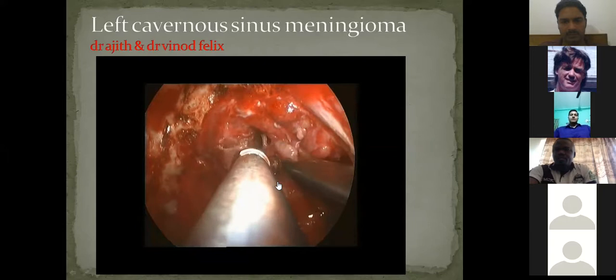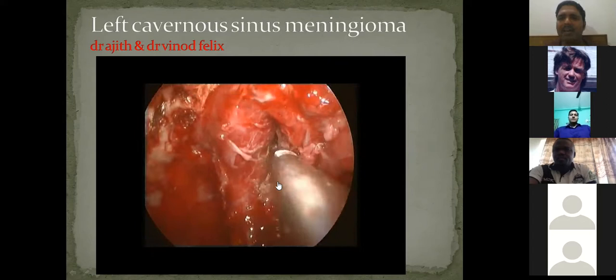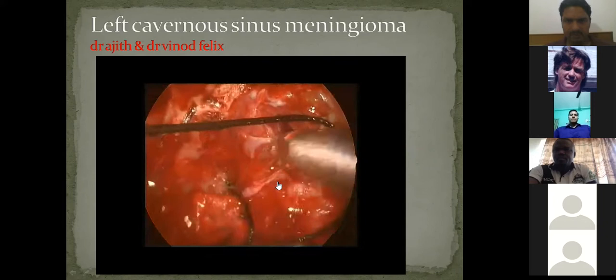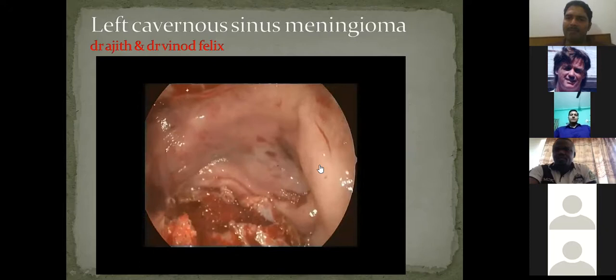And now we are getting a CSF leak somewhere from inside. So we really had some reasonable tumor removal from there. Now we can see the carotid artery very clearly, and that's the tumor cavity. And we place the head art flap back and reconstruct the repair.